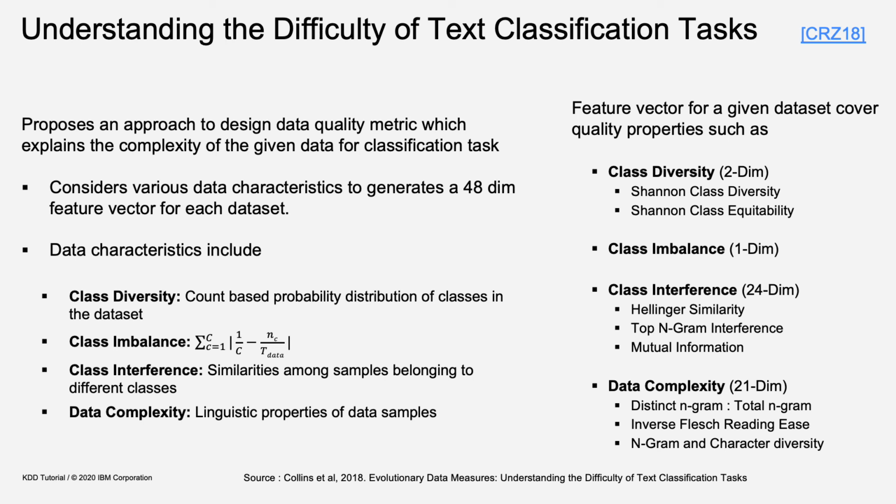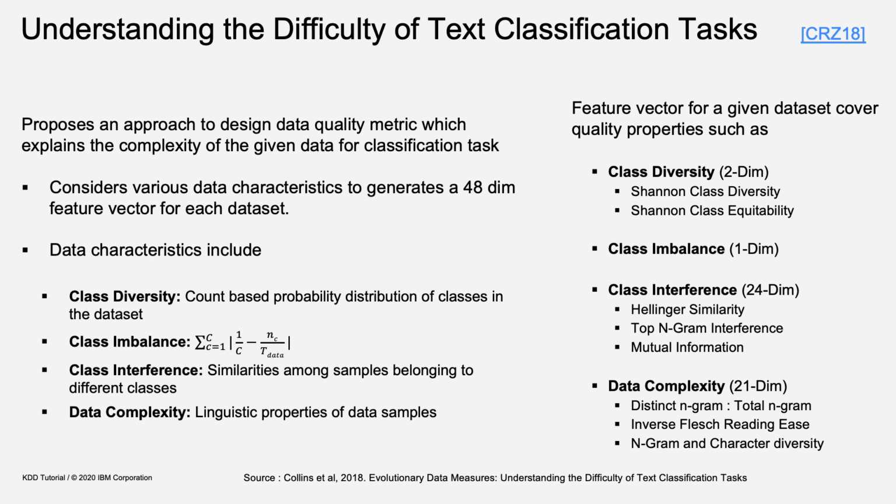Distinct n-gram, which is the total n-gram count minus the count of the distinct n-grams in a dataset, divided by the total number of n-grams. Inverse Flesch reading ease, which grades text from 100 to 0, 100 indicating the most readable and 0 indicating difficult to read. A reciprocal of this measure is taken.